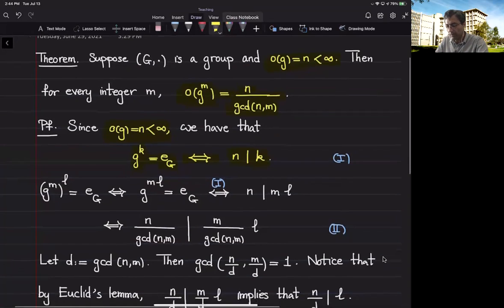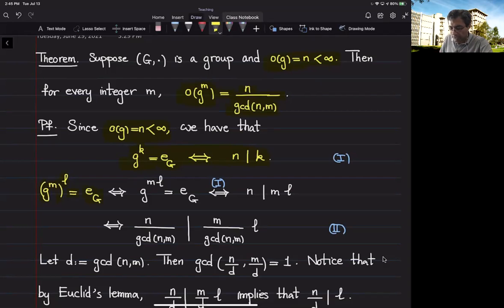Now I want to understand what the order of g to the m is. So I need to understand under what condition g to the m raised to the power l is the neutral element. With the same understanding as above, in order to find the order of an element, I need to understand when I raise it to what kind of integers I end up getting the neutral element. So I raise g to the m to some integer power, and I seek a nice condition under which I end up getting the neutral element.